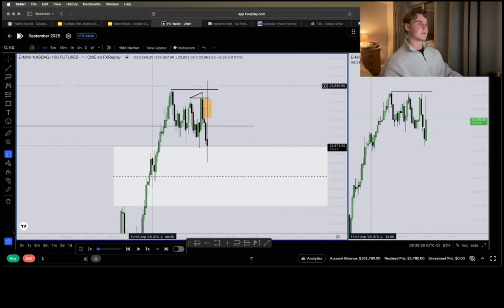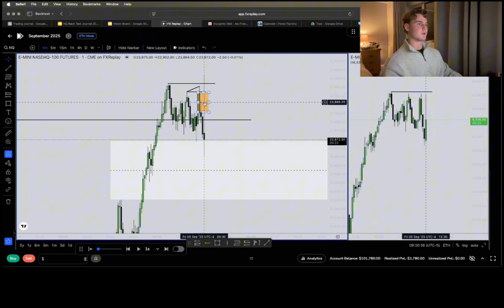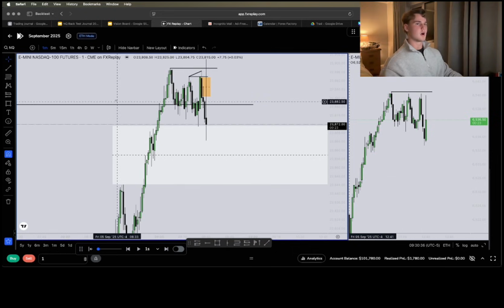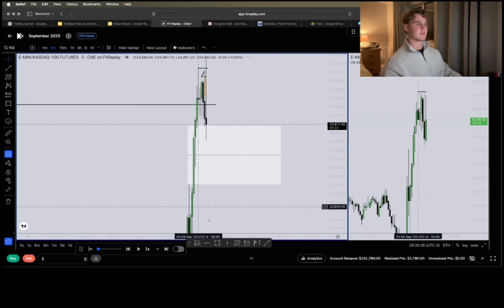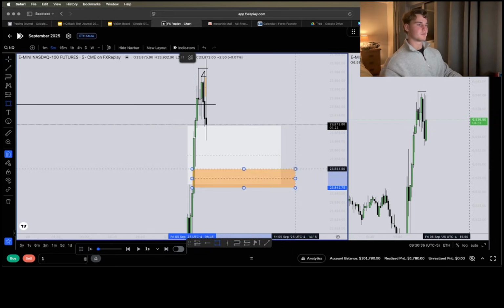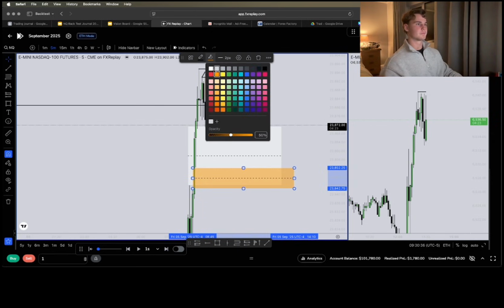Now, what do we see? Internal manipulation here, displacement low. We're still respecting a 1-minute order block. Now, I want to see a displacement through the 50% of this 15-minute BISI. Let's be more specific and use this 5-minute here.